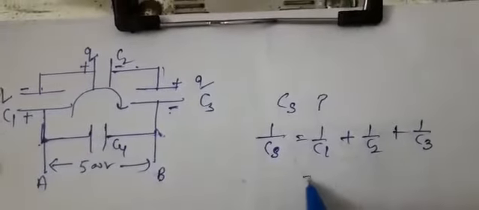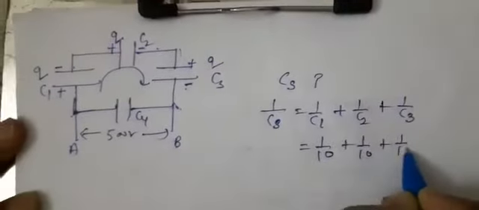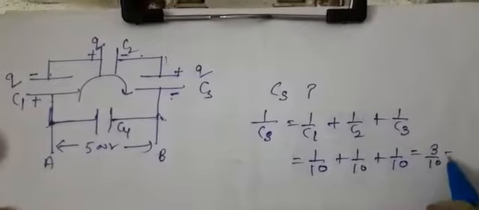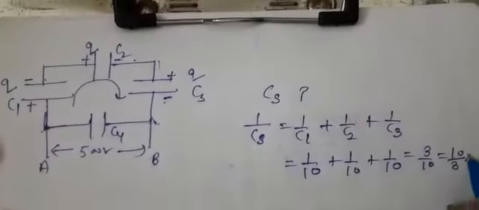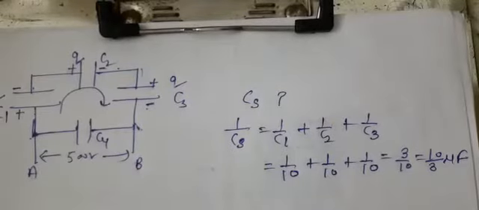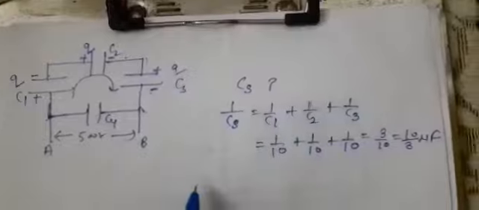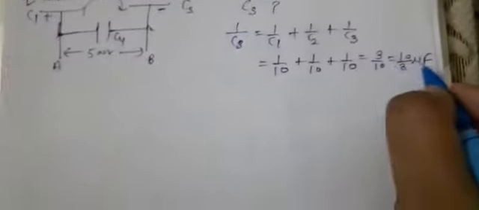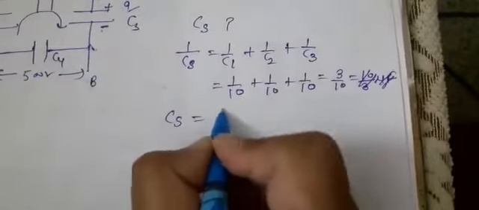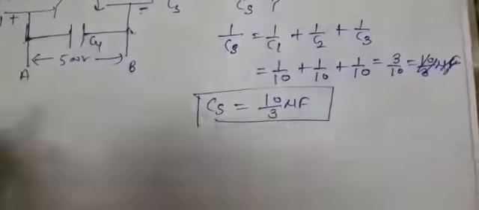And each value is given to be identical, that is 10 microfarad. So when you solve it, this can be 10 by 3 microfarad. You can solve it by yourself also because this is a simple numerical. So this is your 3 by 10. In the next step you will get it to be 10 by 3 microfarad.